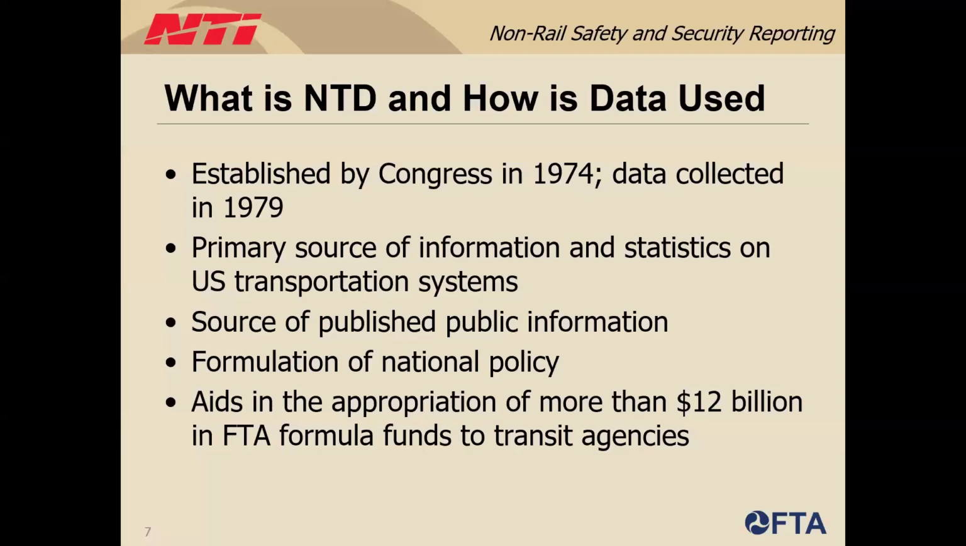So in 1974, Congress established the National Transit Database, NTD program, as a means to collect information and statistics on the transit systems in the United States. The first data was collected in 1979 via paper reports. Since then, the NTD has evolved into the nation's primary source of information and statistics on transit systems.